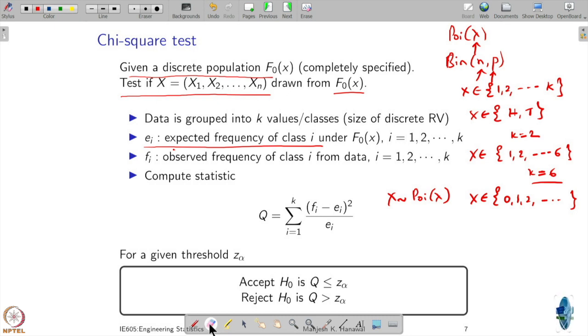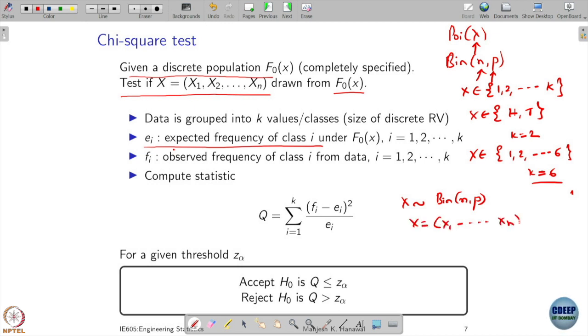Or maybe, instead of Poisson, at this point it's easier to work with binomial. Let's say my x is binomial distributed, and I have these n samples, and I know that the probability that x takes some value i is n choose i, p to the power i, and 1 minus p to the power n minus i. Let's call this theta.